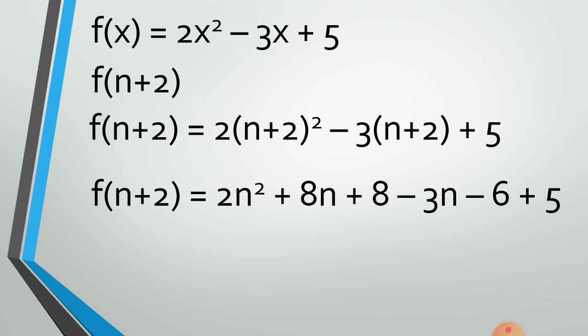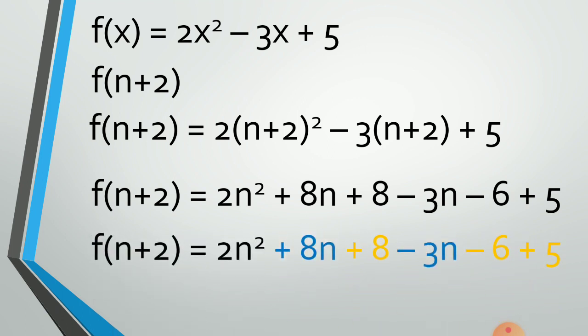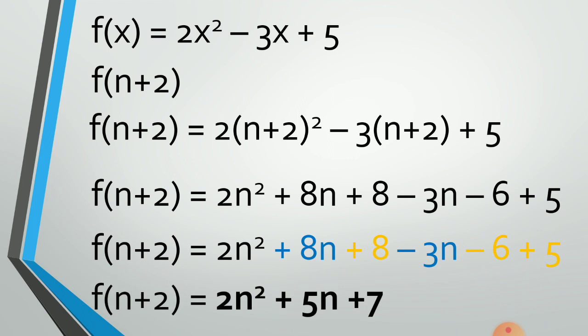Then let us simplify further by combining similar terms. In here, the similar terms are the terms with the same colors. So let us combine all of them. So that will now be 2n squared. Then we have 8n minus 3n is 5n. And we also have 8 minus 6 plus 5, that is positive 7. So, f of n plus 2 now is equal to 2n squared plus 5n plus 7. So, that is evaluating functions.